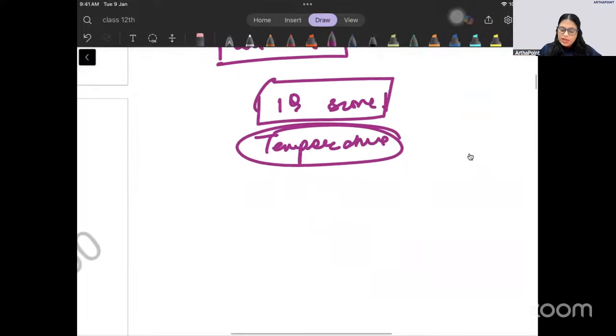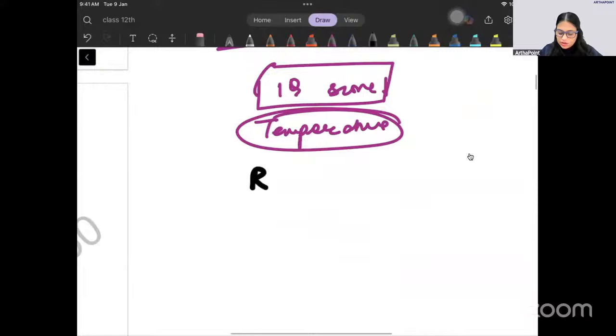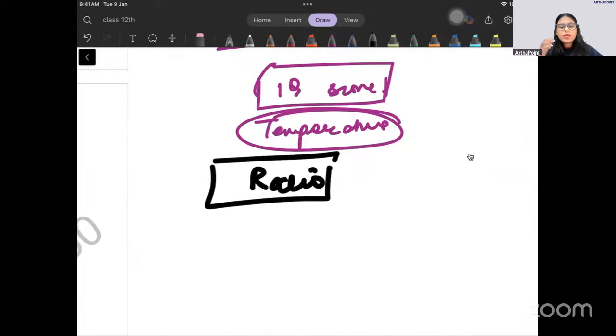And at last we have something which is called the ratio scale. In a ratio scale we have equal intervals, right? In a ratio scale there is also the presence of a true zero, right? Whereas in an interval scale, zero is arbitrary, zero is not absolute, right?